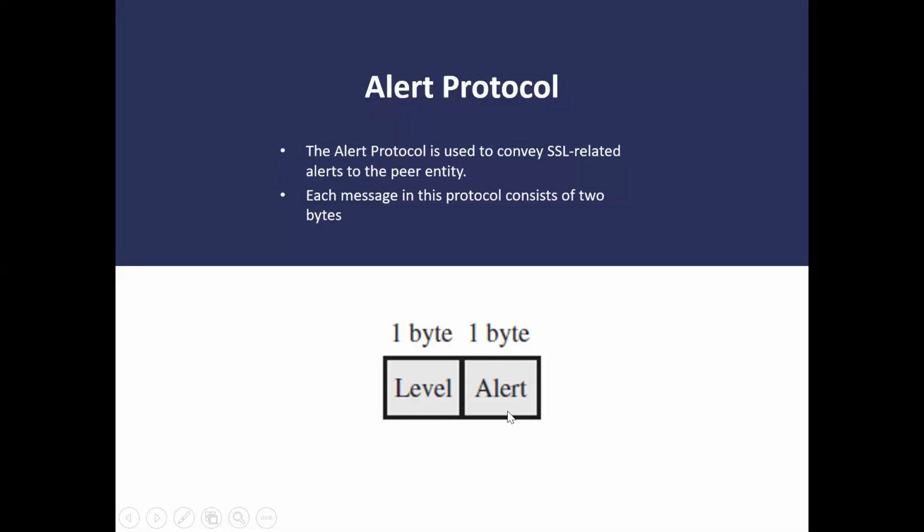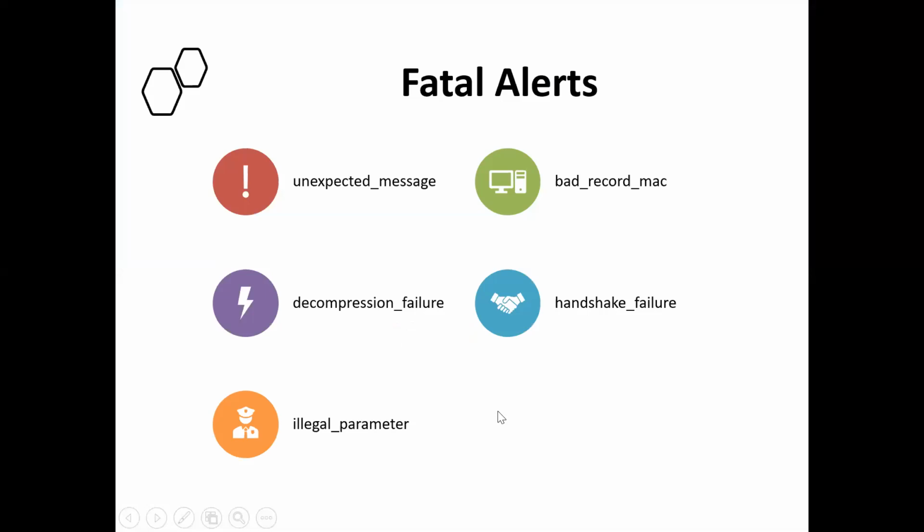And what are all the alert messages here? We're going to see. First one is fatal alerts. Fatal means the connection is going to be terminated automatically. The first message is unexpected message. Here, unexpected message is what? Whenever any of the entities receives inappropriate messages, you're going to see the alert: unexpected message.